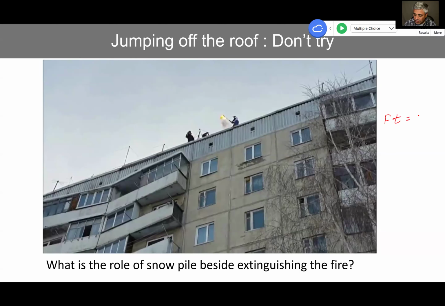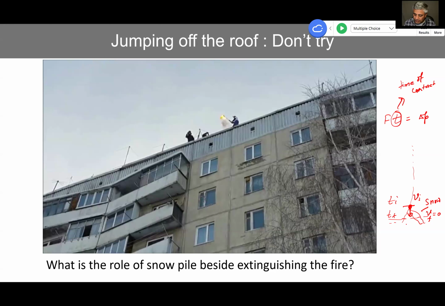So remember, this time is a time interval, so that is the time of contact. Not all the time, but the time of contact. So we should be looking at the time at which the person starts making contact with the snow pile. That would be the initial time, and the final time is when the person stops. So the person goes through this pile of snow, and that's when it is interacting with the snow. So that's what we should be looking at. The person arrives with some initial velocity, and the final velocity becomes zero, right?